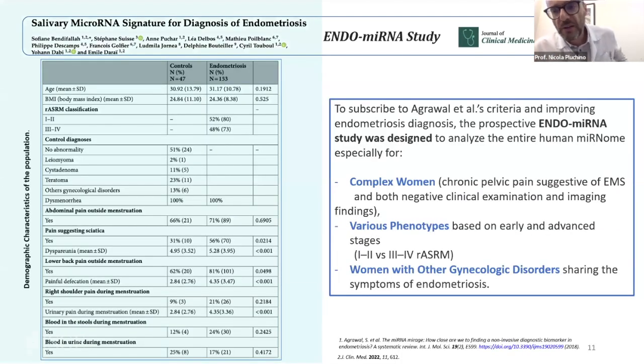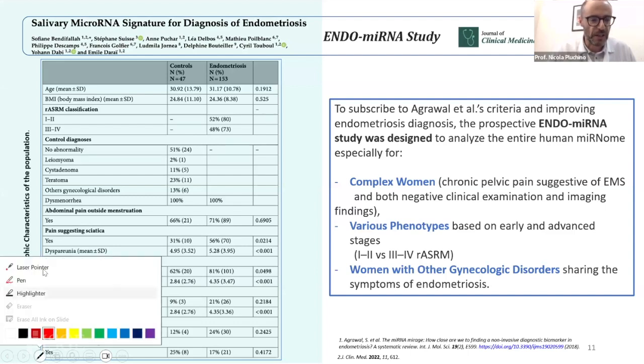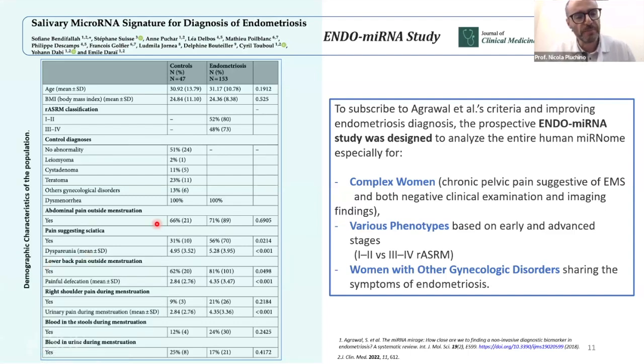In order to better understand the results of that study, I would like to show you the characteristics of those 200 patients that have been enrolled. So 100%, all the population was symptomatic. All the population had dysmenorrhea, so they all have symptoms associated with a potential diagnosis of endometriosis.